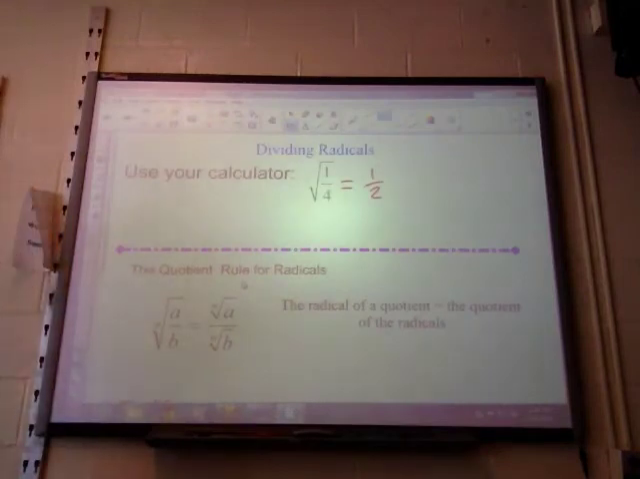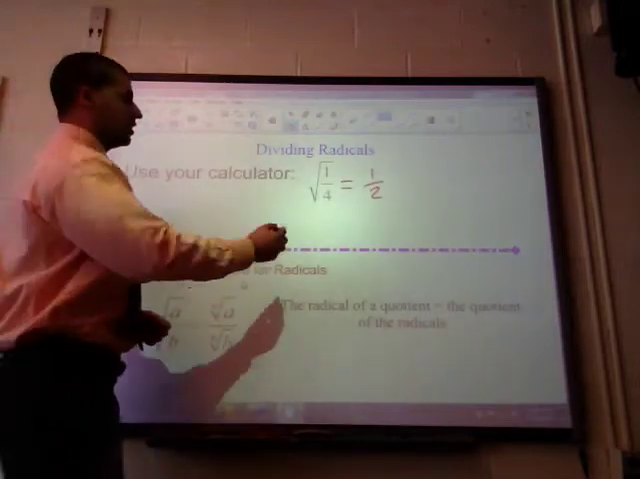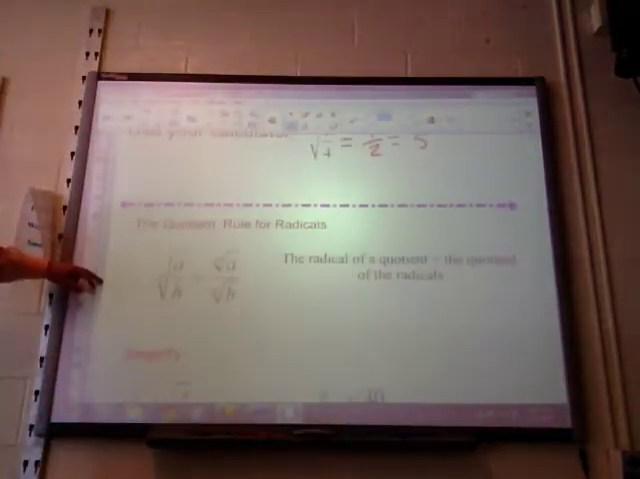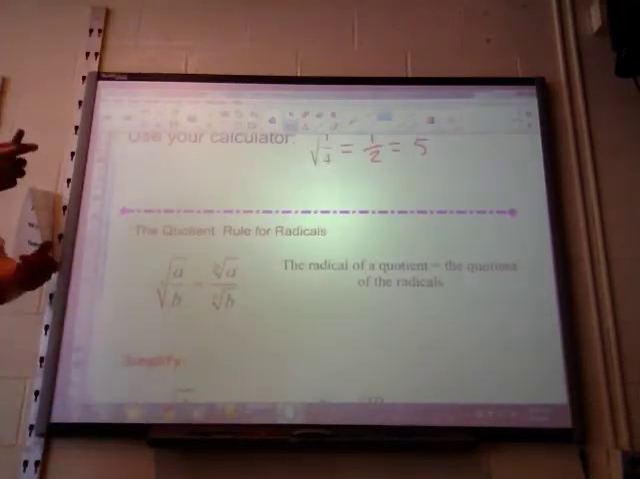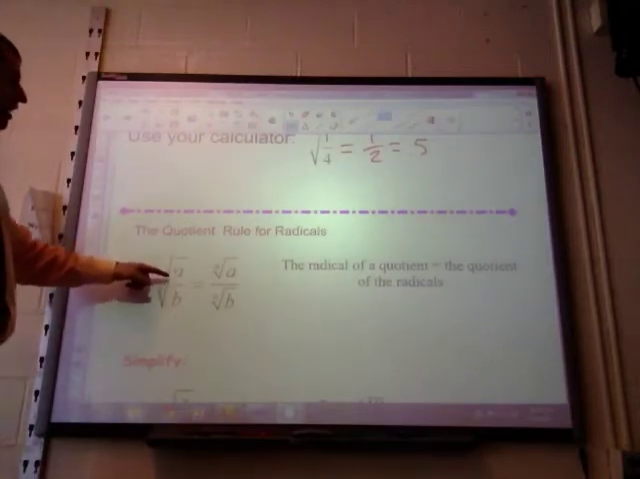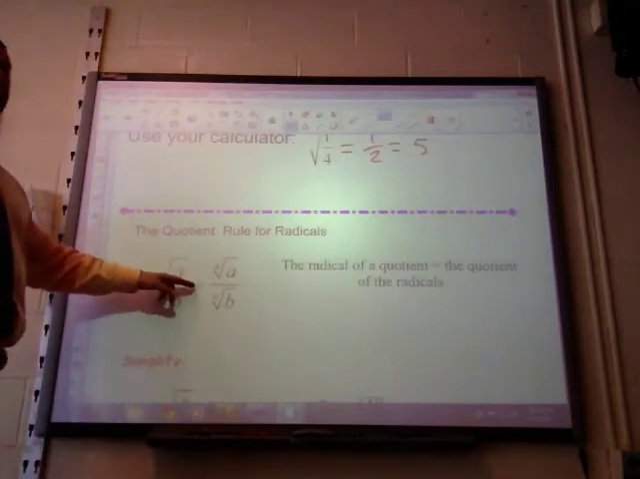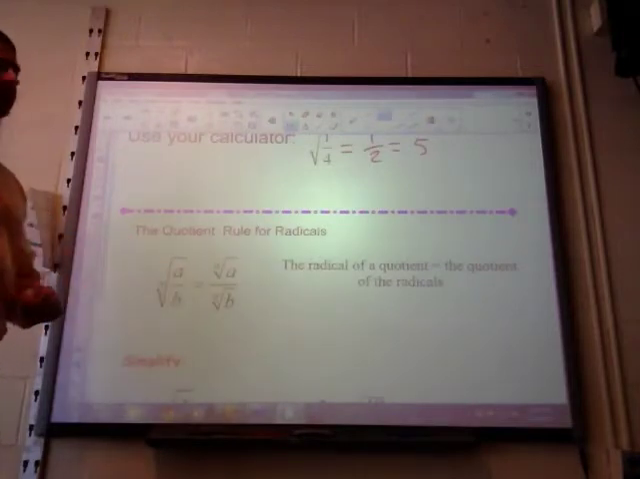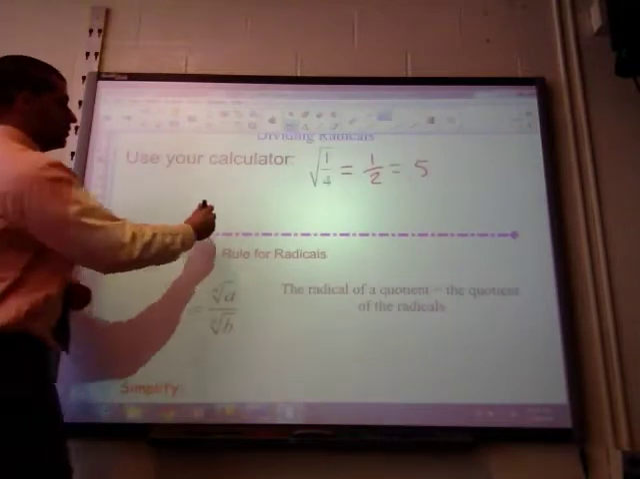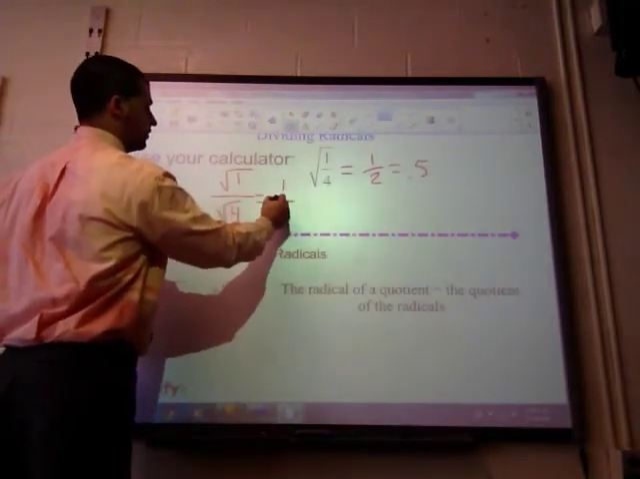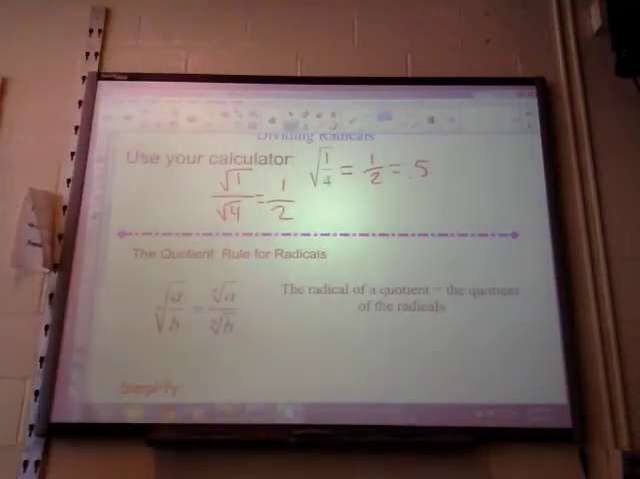Now how I got to that point, I did it in my head, and obviously if you do it in your calculator you should get the same answer, is by using this next idea: that the radical of a quotient, meaning something that's divided, equals the quotient of the radicals. So you have something with index of n, a over b. You could say that as radical a over radical b. So like in this past problem, we could have said it's radical 1 over radical 4. Square root of 1 is 1, square root of 4 is 2. That's how you get to 1/2.